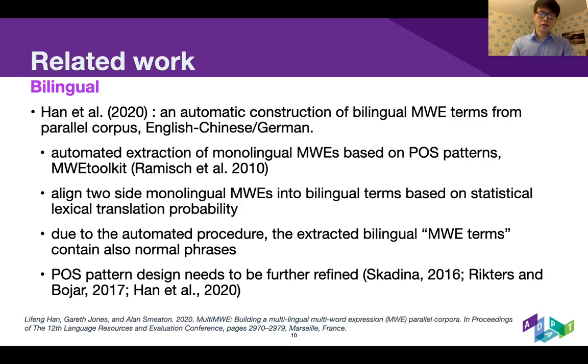In our own work in LREC 2020, we did the automatic construction of bilingual multi-word expression terms from parallel corpora, including English-Chinese and English-German. We firstly did automatic extraction of multilingual MWEs based on the POS pattern. Then we aligned two-side multilingual MWEs into bilingual terms based on statistical lexical translation probability. However, due to our automatic procedure, we also extracted normal phrases, not only multi-word expression terms, that we have to deal with. We analyzed the reasons. One of the important reasons is the POS pattern design needs to be refined for each language, and it is a very challenging task.